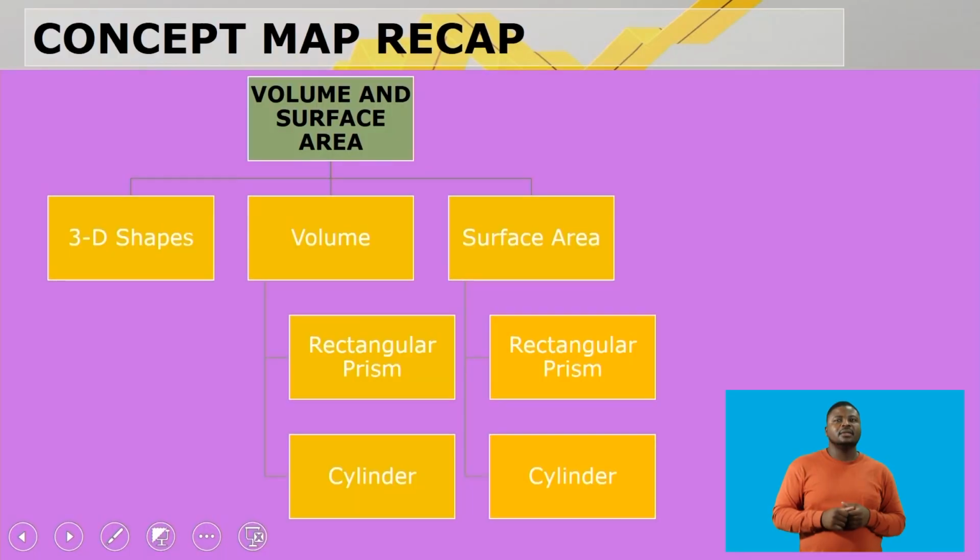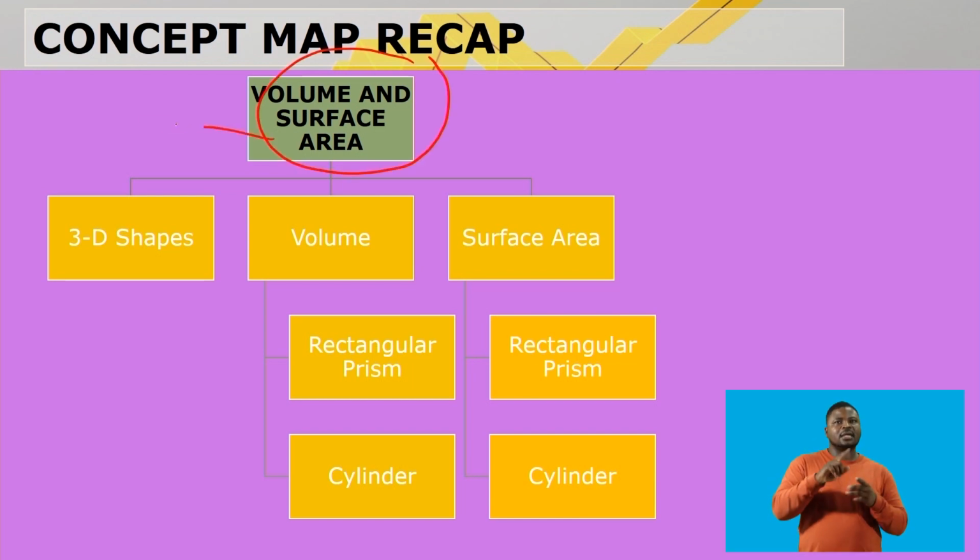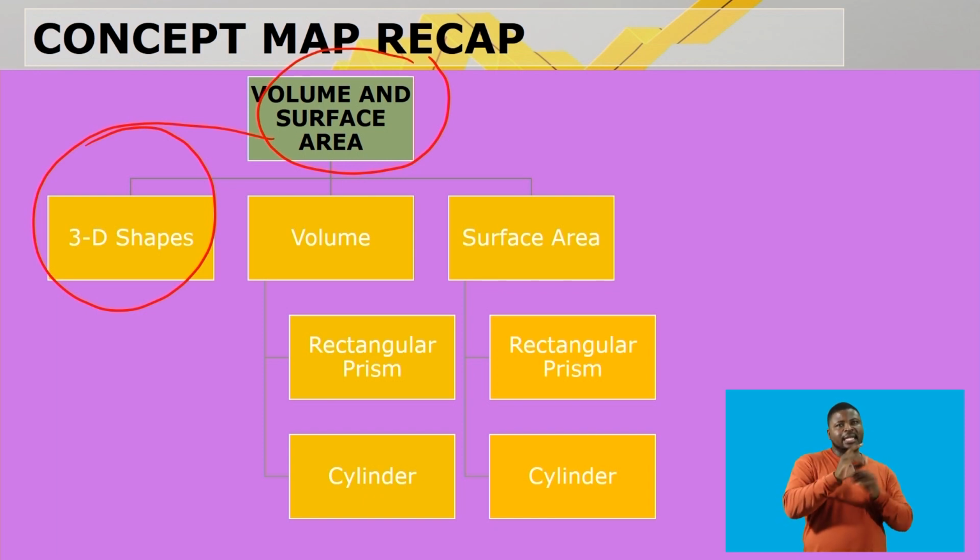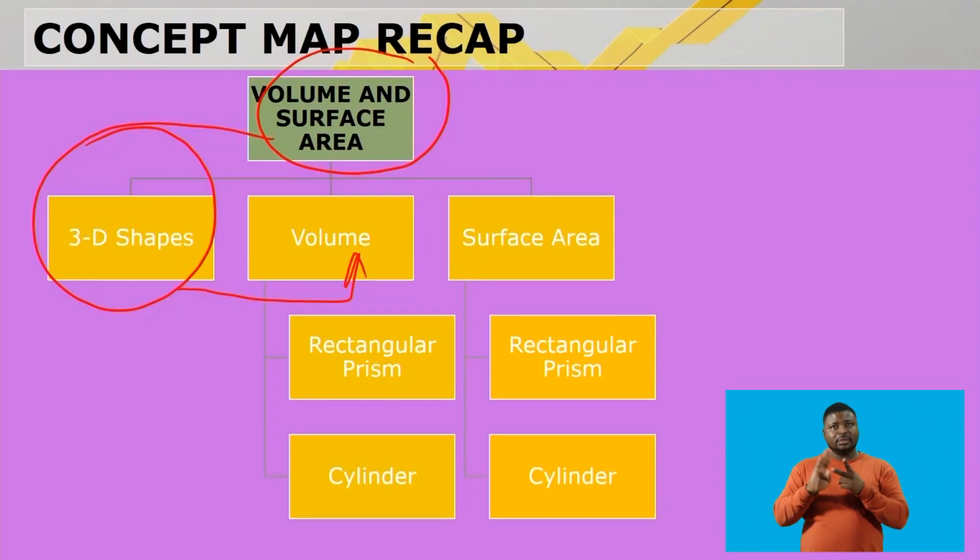So what did we do? We discussed volume and surface area. But before we did that, we looked at the different 3D shapes. Remember, in mathematical literacy, we mostly work with the cylinder and the rectangular prism. After we looked at the different 3D shapes, we went into volume. Again, the volume of the rectangular prism and the cylinder, and then we looked at the surface area.